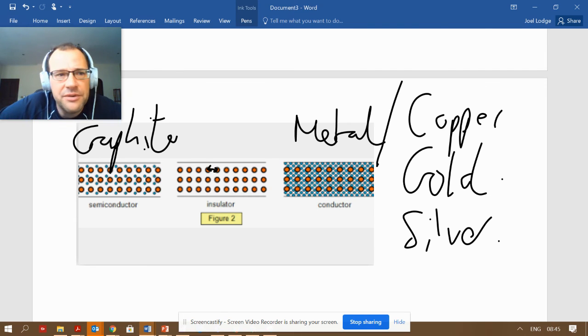Okay, we don't make our saucepans out of gold and silver for obvious reasons. Gold's got quite a low melting point, and it's also very, very expensive to make pans out of gold or silver. So we don't do that, we use copper.